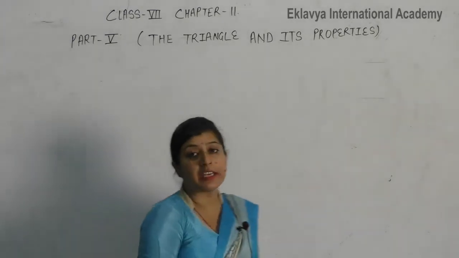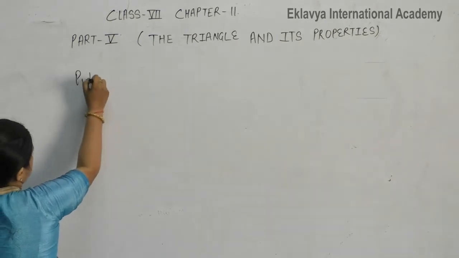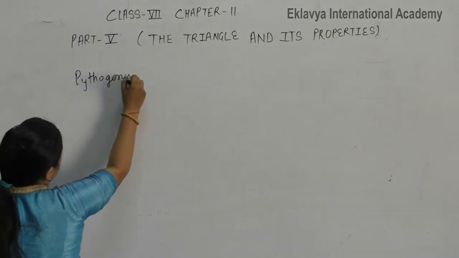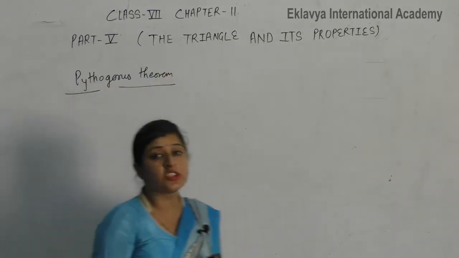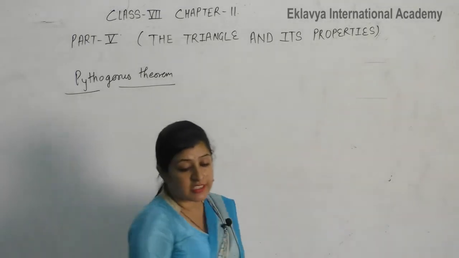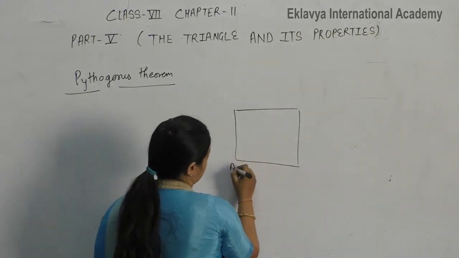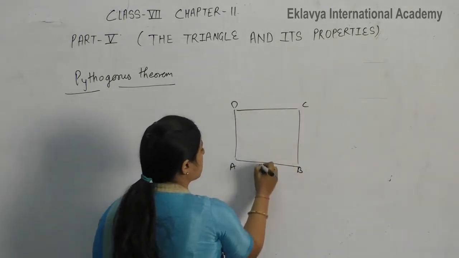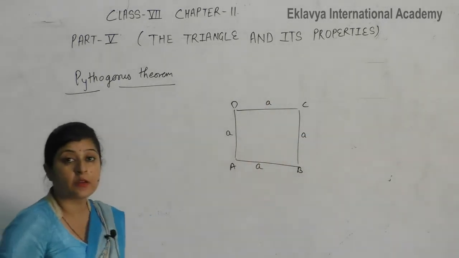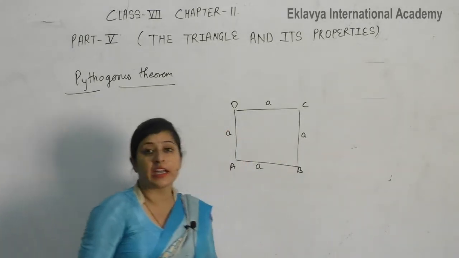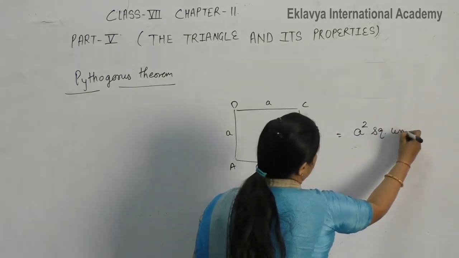Now we will discuss a very important topic related to the Pythagoras theorem. Before the Pythagoras theorem, see the concept of this. Firstly, we know the area of a square. If ABCD is a square, then we know that the sides of a square are equal. If all the sides of a square are equal, what is the area of the square? That is a square units.